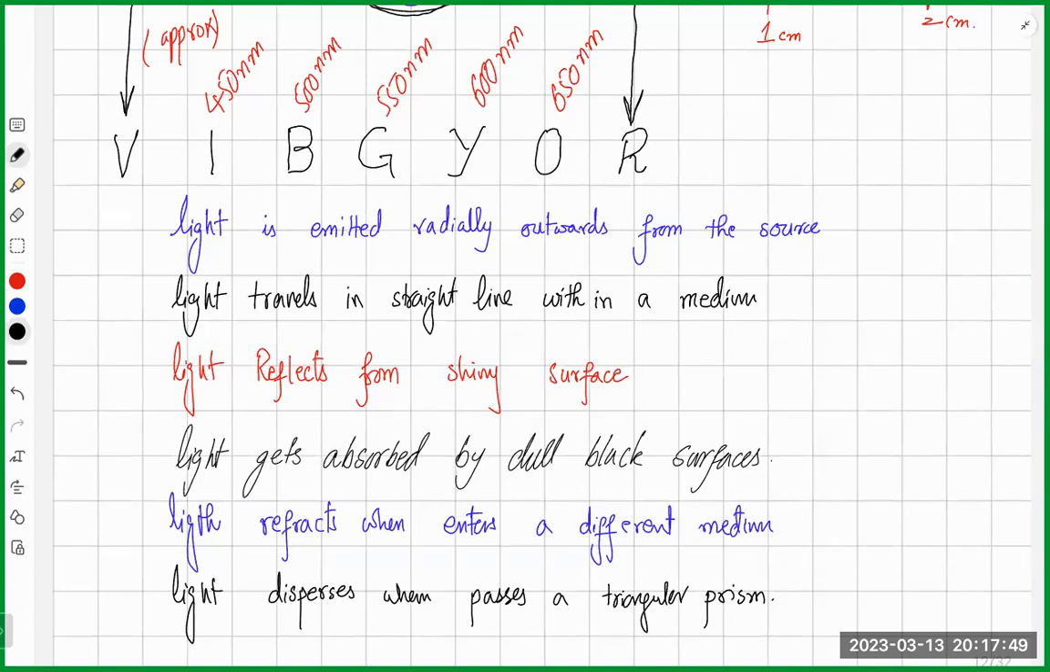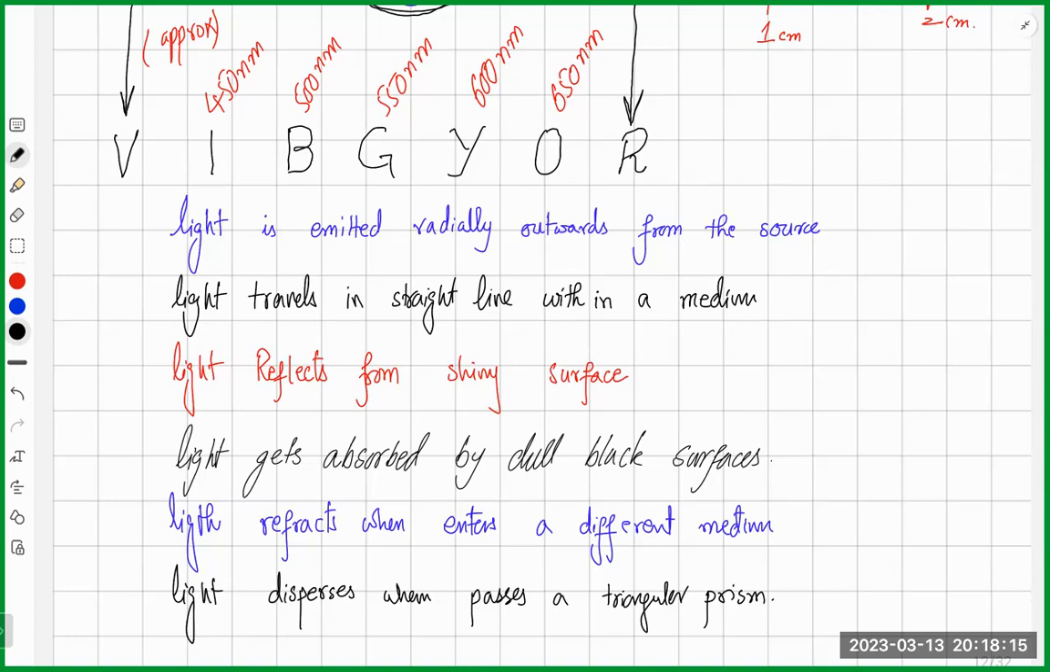Light travels in a straight line within a single medium. Light reflects from shiny surfaces. Light gets absorbed by dull black surfaces. Light refracts when it goes from one medium to another medium. Light disperses when it passes through a triangular prism. So these are the properties of light.